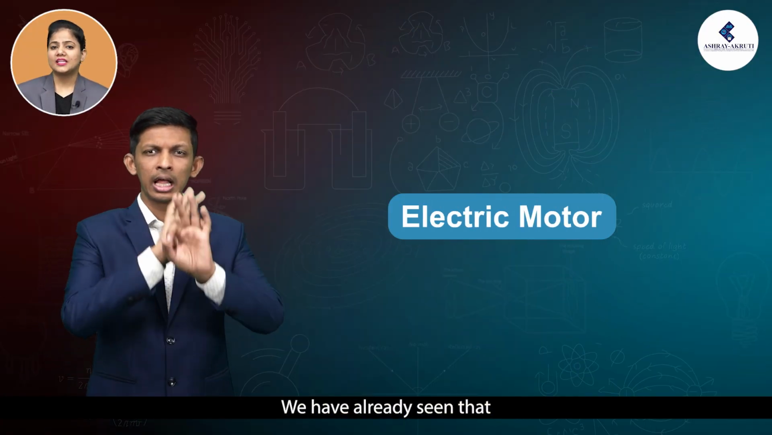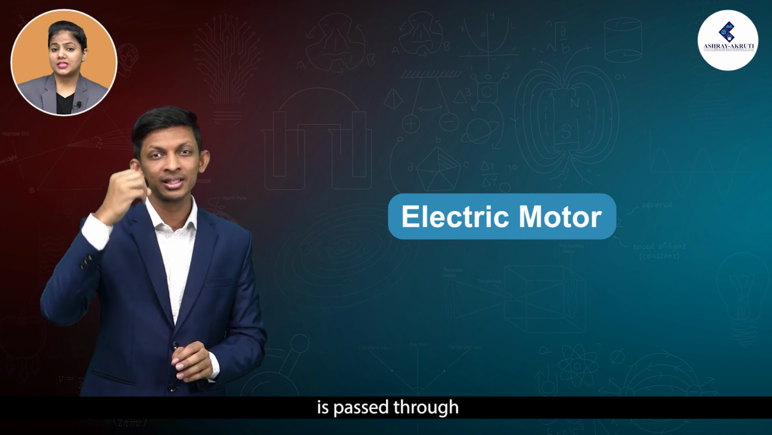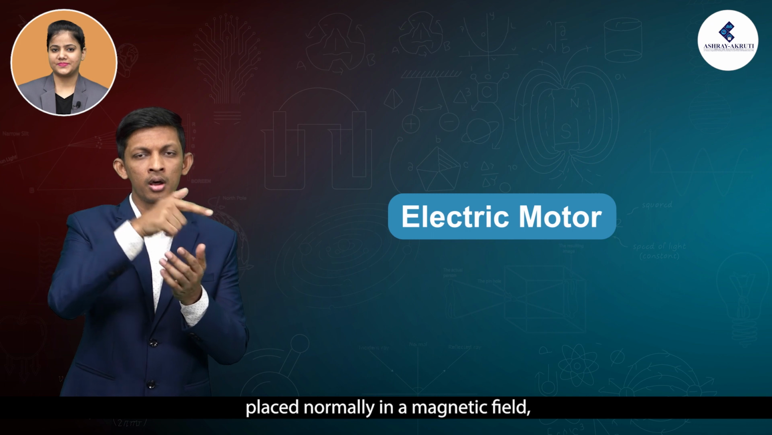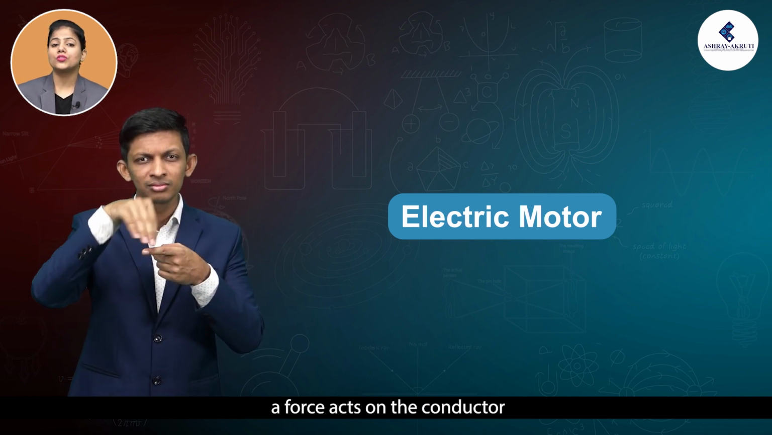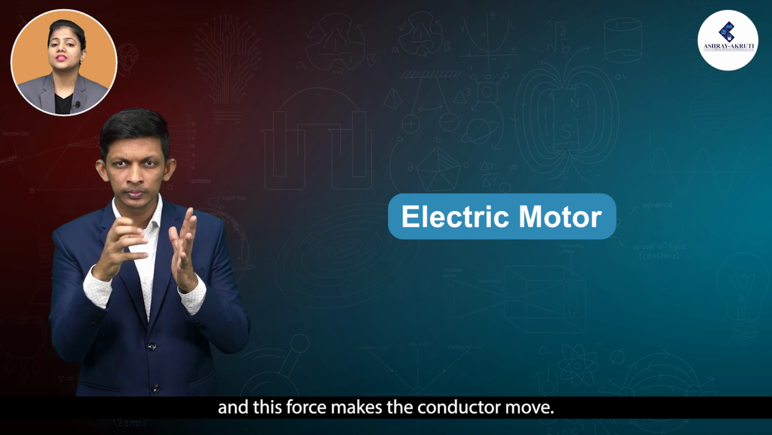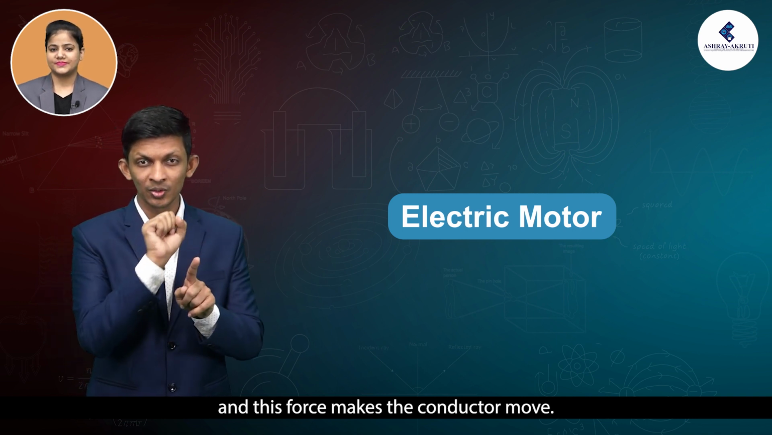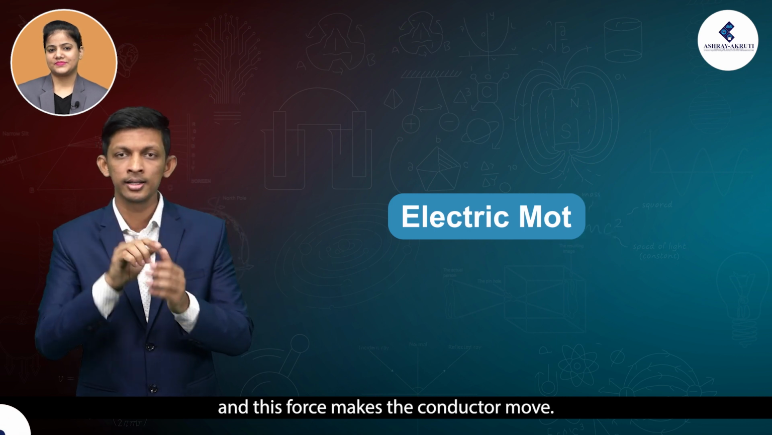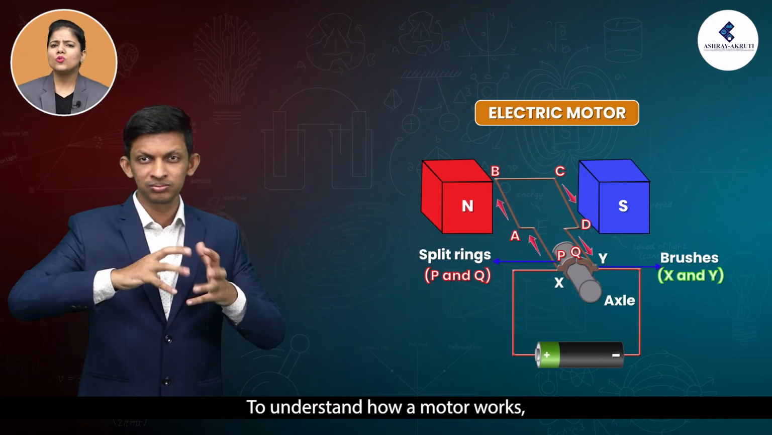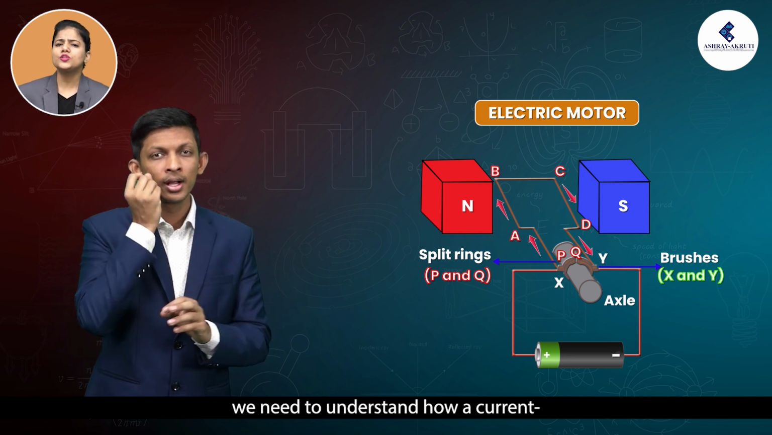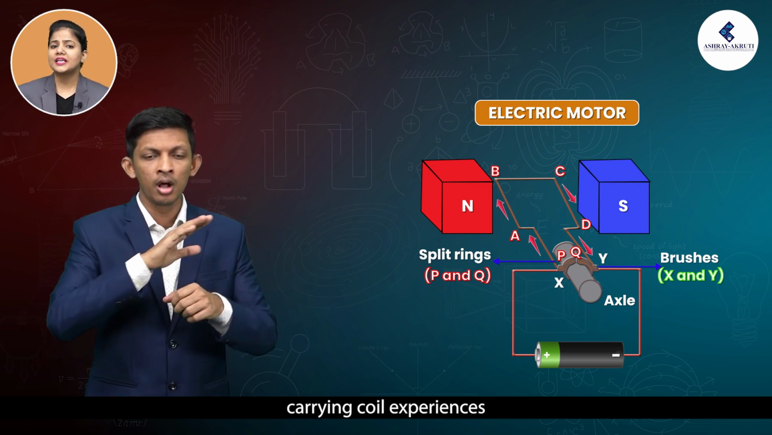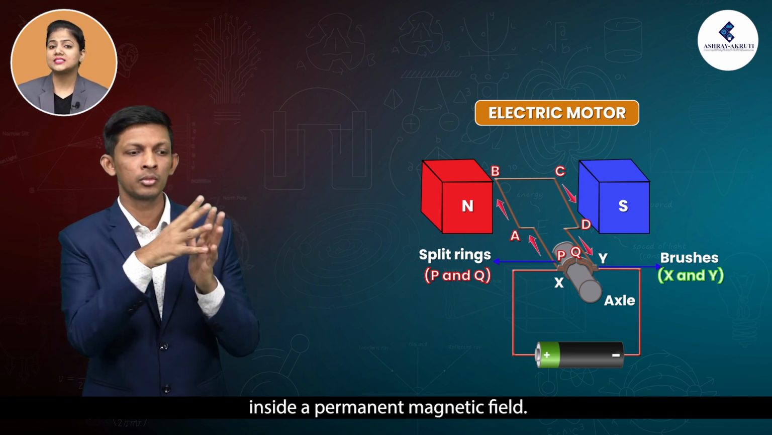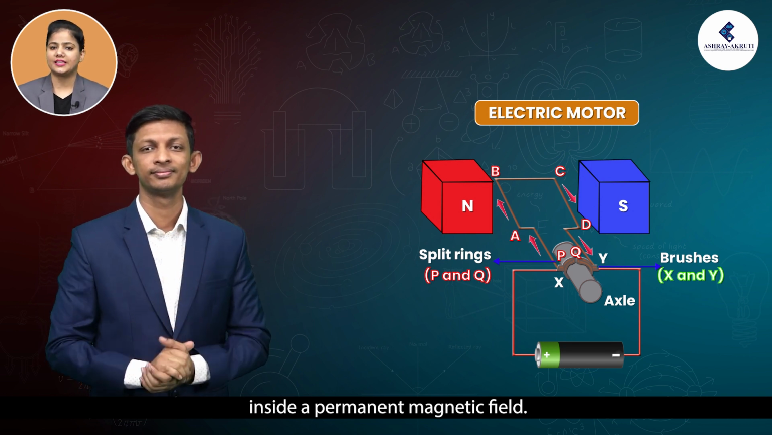We have already seen that when an electric current is passed through a conductor placed normally in a magnetic field, a force acts on the conductor and this force makes the conductor move. To understand how a motor works, we need to understand how a current carrying coil experiences a turning effect when placed inside a permanent magnetic field.